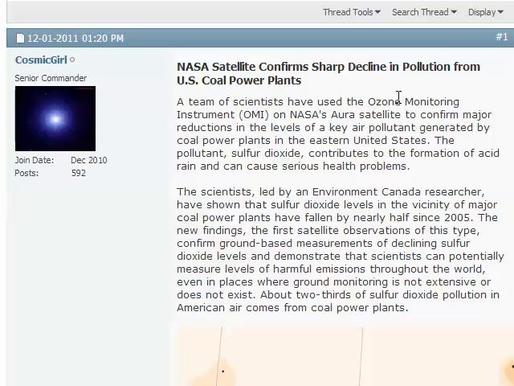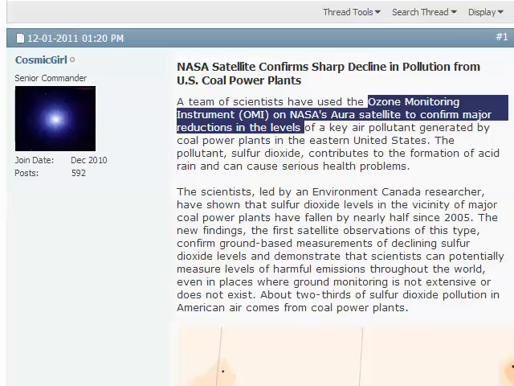NASA satellites confirm sharp decline in pollution from U.S. coal power plants. The ozone monitoring instruments on NASA's Aura satellites confirm major reductions in the levels of key air pollutants generated by coal power plants.